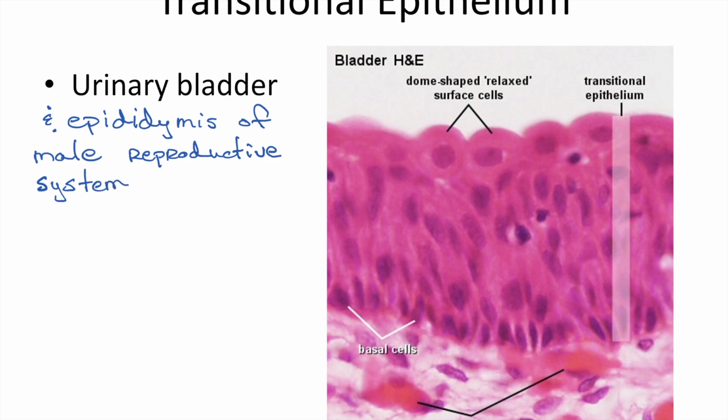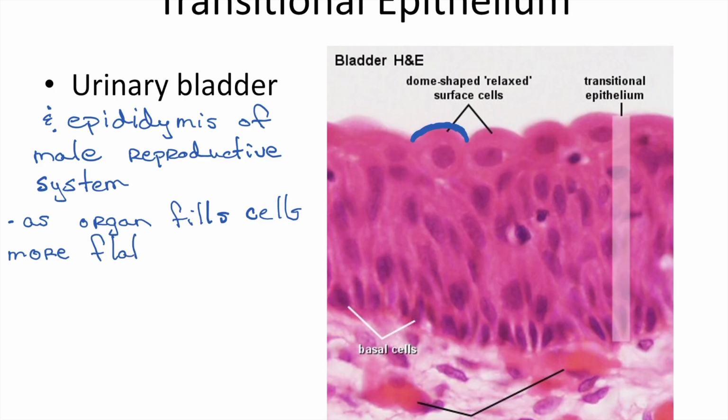And when these hollow organs are empty, the superficial cells have this distinctive dome shape, and there are multiple layers of cells. But as the organ fills, the cells become more flat in appearance. And there are fewer layers.